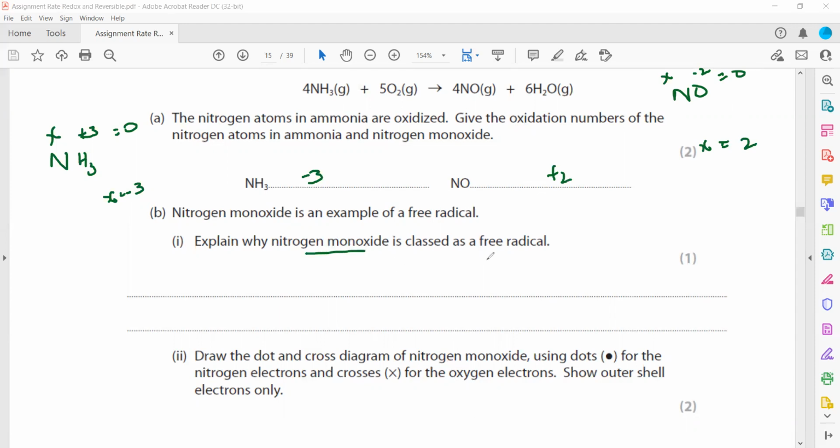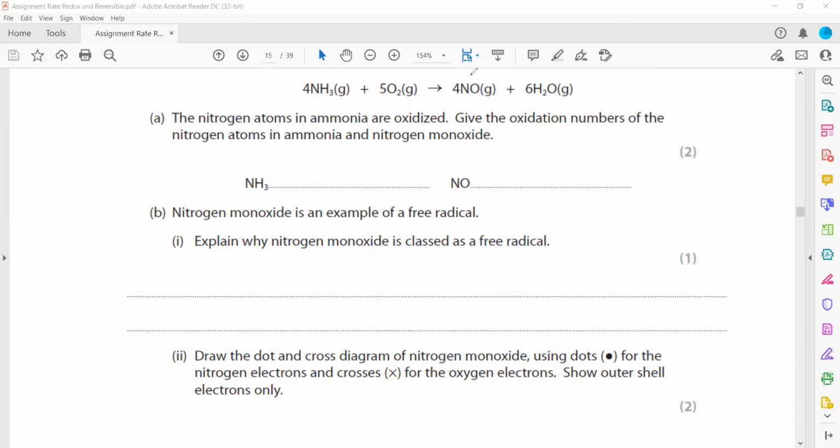Why is nitrogen monoxide classified as a free radical? The term free radical means a substance which has an unpaired electron. That's why it can be referred to as a free radical. So it has one unpaired electron. And when we normally show the symbolic representation of a free radical, we put a dot, which means that it has an unpaired electron.